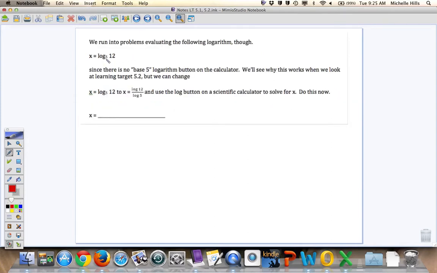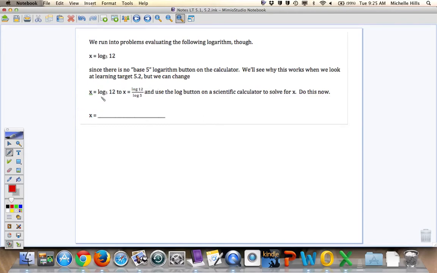The problem we run into is when I don't have a base 10 or a base e logarithm, because there's no button on most calculators that allows me to do that. Now I understand some of your calculators allow you to put whatever base you want in, but I still expect to see the work on these because not every calculator you pick up will allow you to do that. So show me this work.